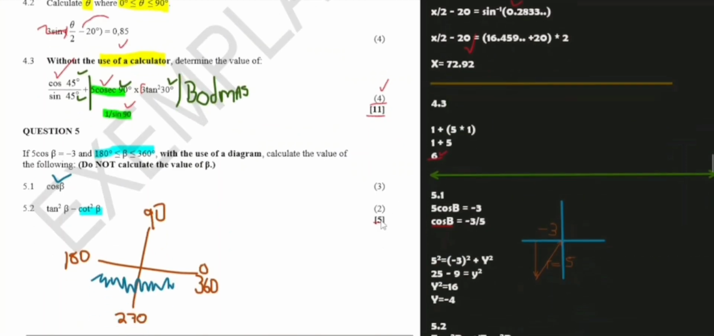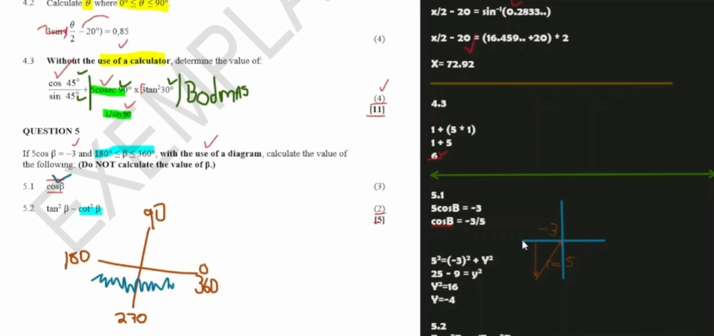For 5 marks, then now it says determine the value of these individual questions with the use of a diagram. So first things first, for cos of beta, which I've replaced with b, you are supposed to make this cos of beta the subject of your equation. How are you gonna do that? By dividing both sides by 5. If you divide both sides by 5, you immediately have your x value.